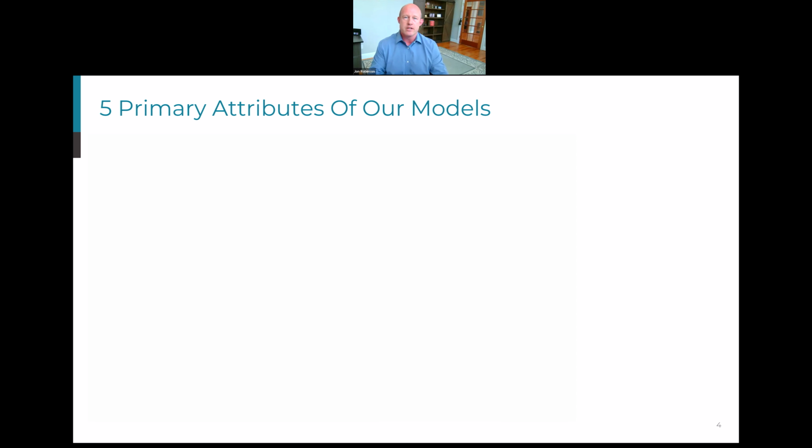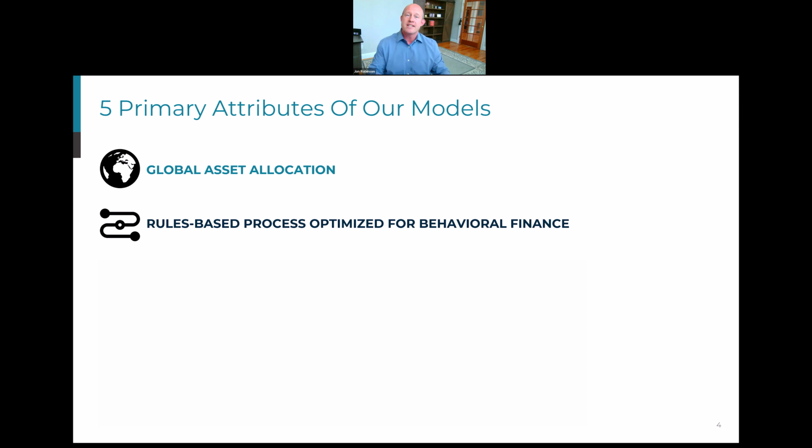So how we do that is, number one, all the portfolios are globally allocated. We use 8 different asset classes to do that. We'll get into more about what those are. Those asset classes are driven by a rules-based process that we have optimized for behavioral finance. So what does that mean?